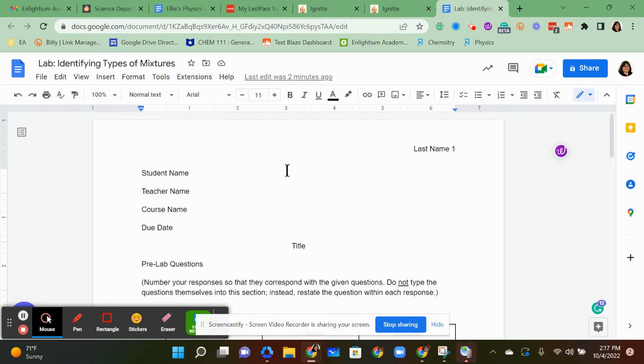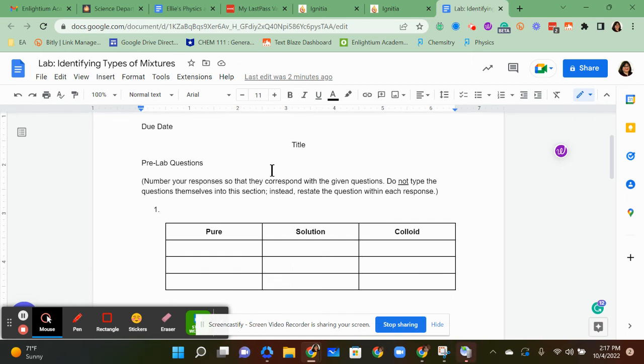Now make sure that you enter all the information, type the title. Please do not include all these instructions right here. So let me go ahead and give an overview on how to answer some of the questions. For example, the first question is asking you to give a description of something that is pure, something that is a solution, something that is a colloid. Now, make sure that you are specific.